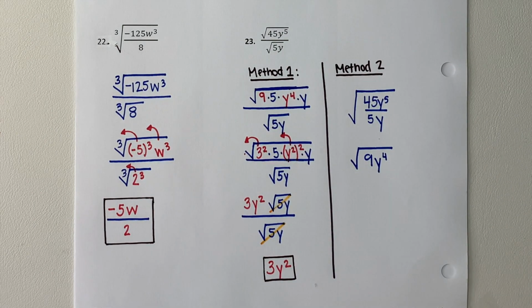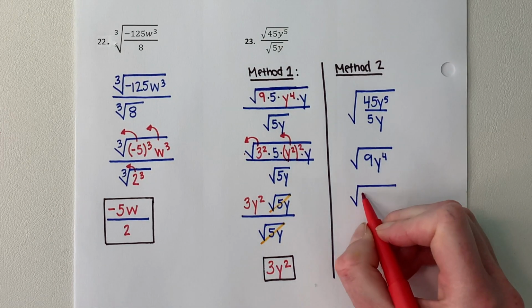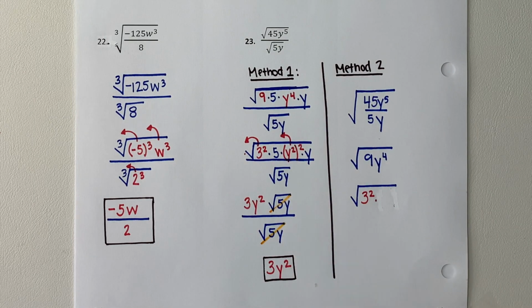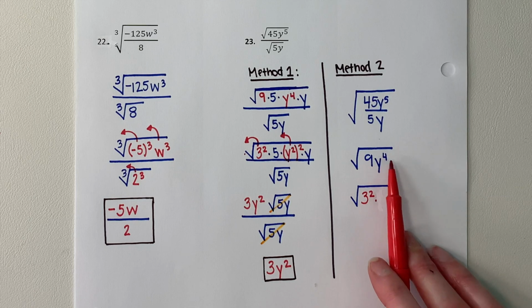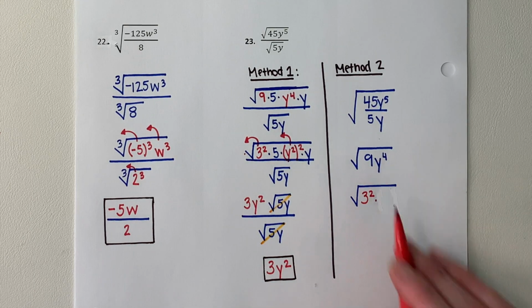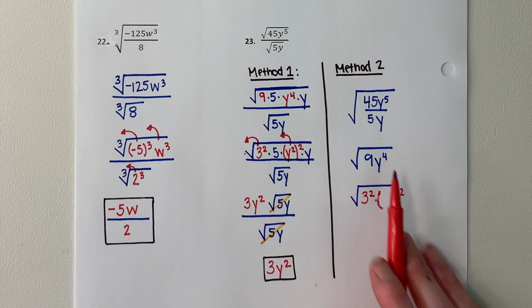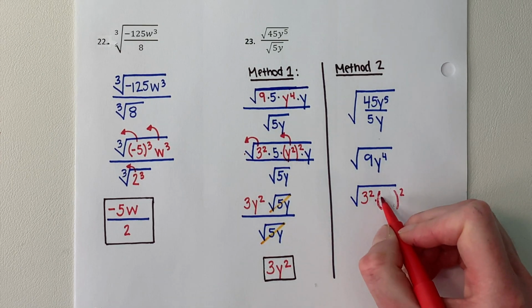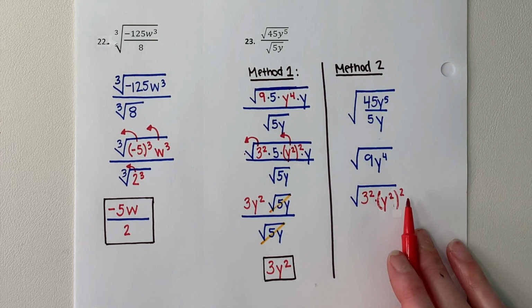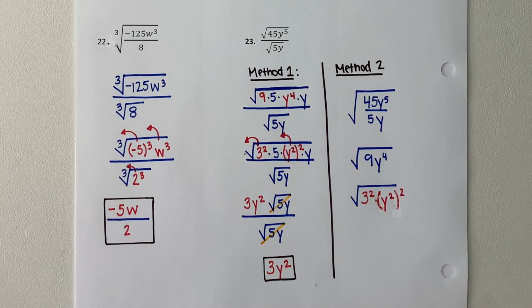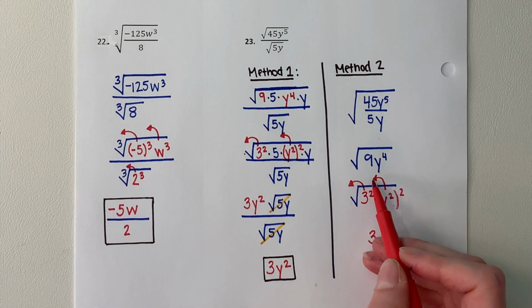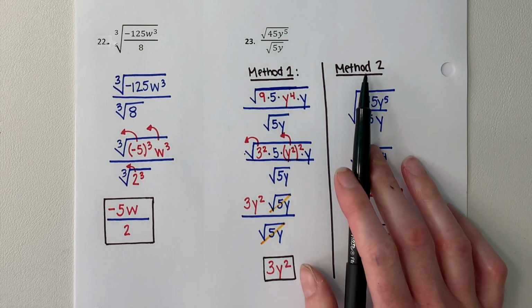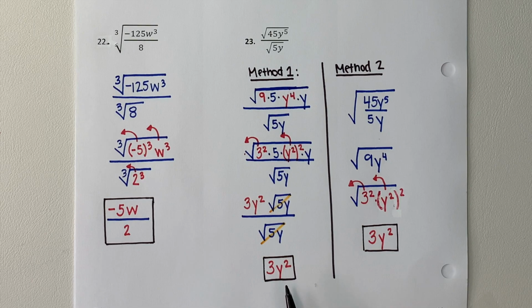Now let's simplify this further. First, let's ask ourselves, is 9 a perfect square? And it is. We can write 9 as 3 squared. Then let's ask ourselves, is y to the fourth a perfect square? And it is. We know that because 4 is a multiple of 2. So since y to the fourth is a perfect square, we want to write it as some quantity squared. And let's see, if we take y squared and square it, we'll get y to the fourth, since 2 times 2 gives us 4. Now we'll pull out the 3, and we'll pull out the y squared. And notice using method 2, we got the exact same answer that we did using method 1.